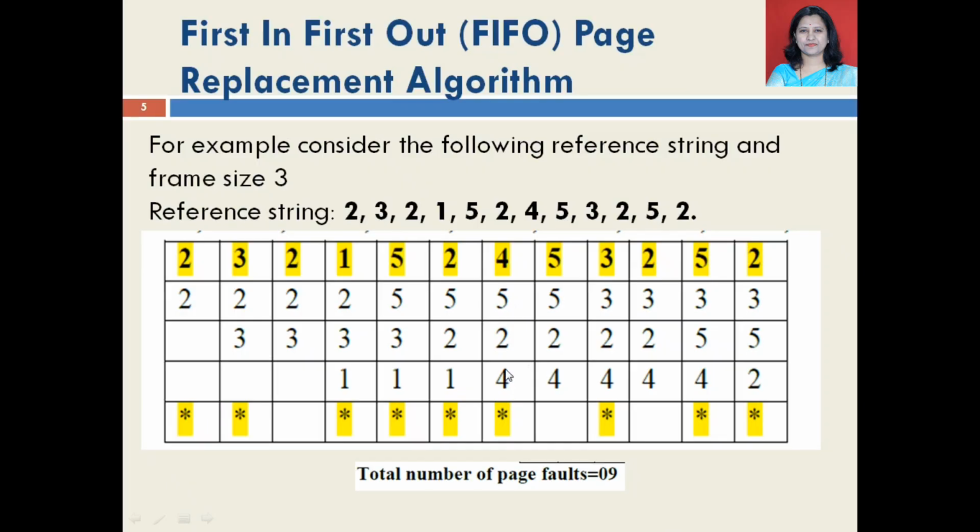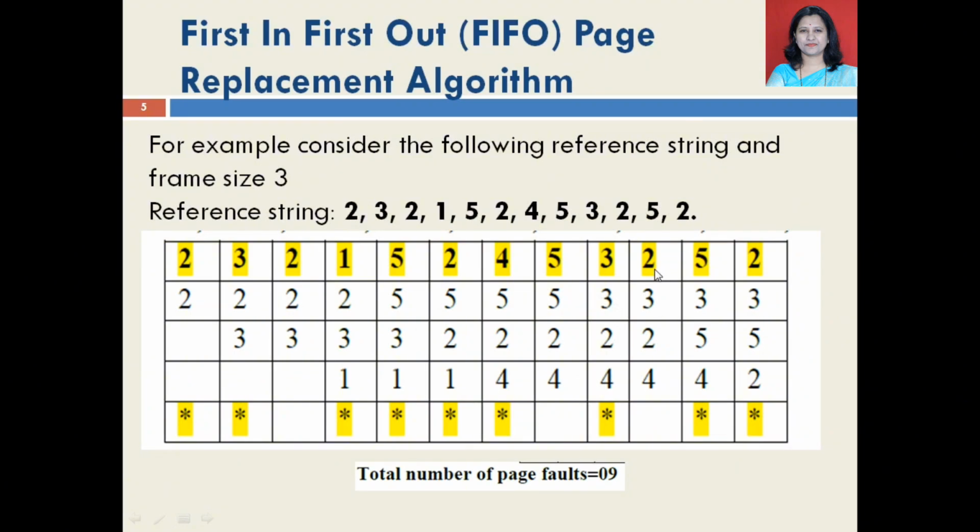Now the next is 5. 5 is already there, so it will stay as it is. Now we have to place the 3. So we will replace the oldest page again. The oldest page is 5, which will get replaced with 3, so it becomes 3 2 4.